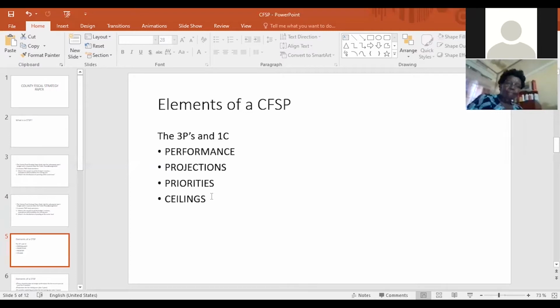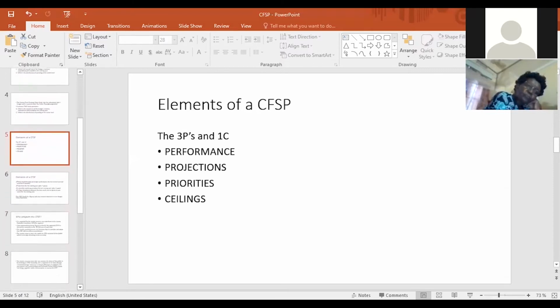And it also highlights priorities. What is the county prioritizing for the next financial year? Are they going to prioritize health? Are they going to prioritize roads? Are they going to prioritize agriculture? The CFSP does that. And it also gives ceilings, so that you can get to know how much each department or sector is supposed to get. So that is the ceilings, the 3 Ps and a C.